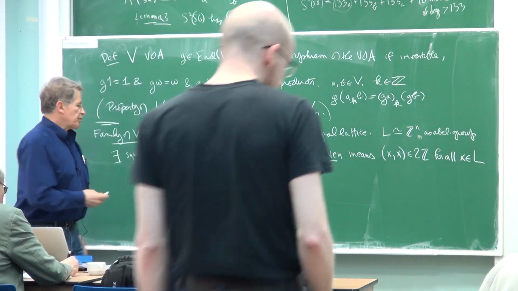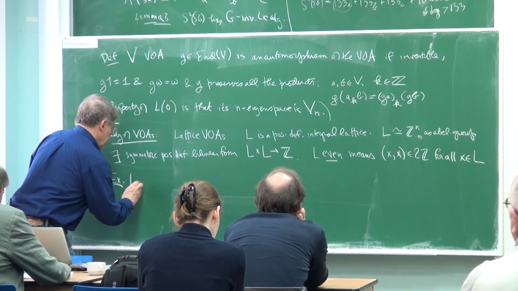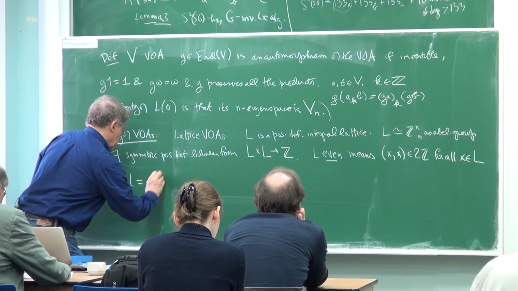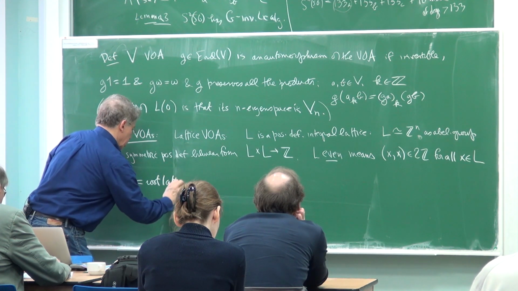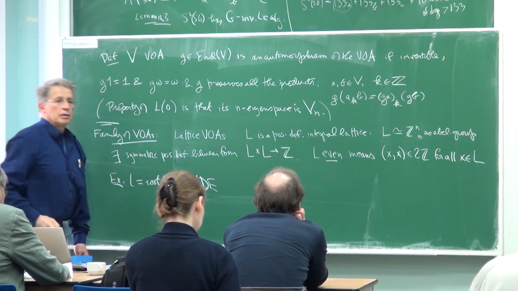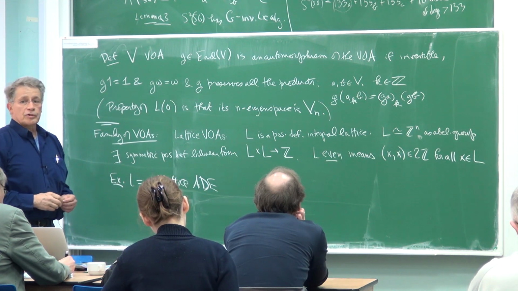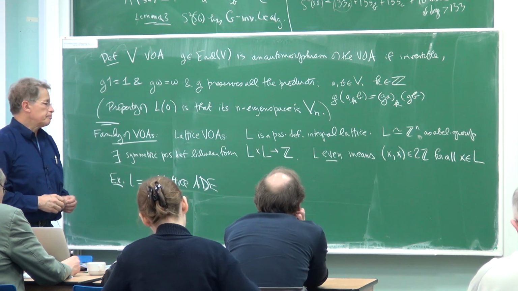And you know examples of these. If L is a root lattice of type A, D, or E, it's an even integral lattice. Think of the Cartan matrix. Okay.